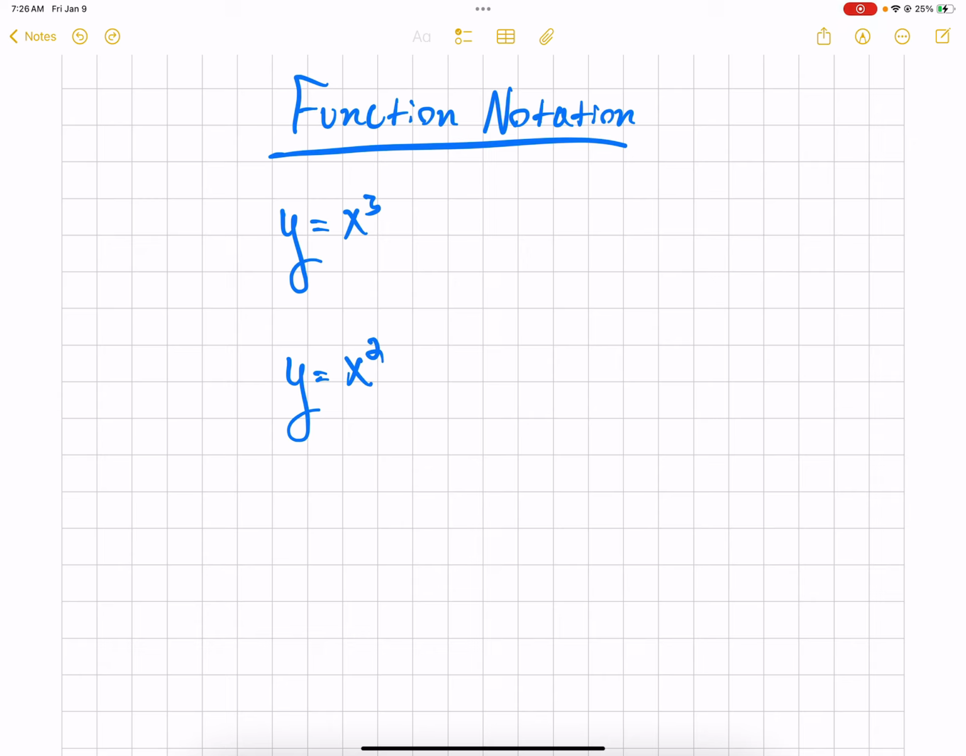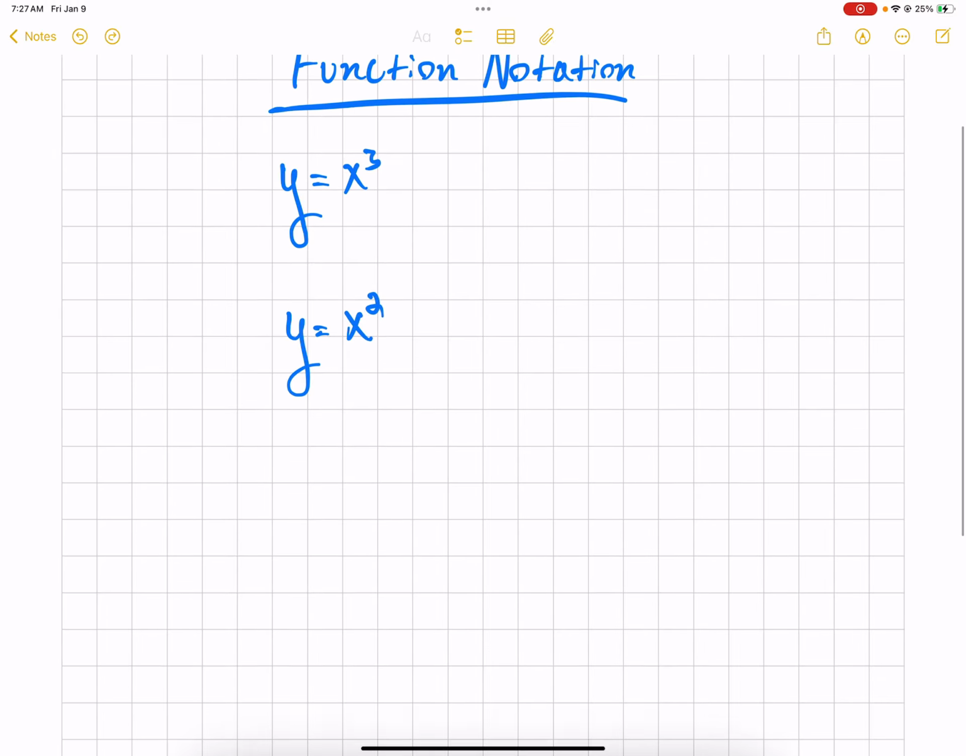So if I'm trying to communicate to somebody that this mathematical relationship is relevant for a particular section of a wider problem that we're working on, I need to be able to call this relationship out by name. That way, the person I'm communicating with knows that I'm talking about the y equals x squared relationship rather than the y equals x to the third relationship. So in order to do that, we use what is known as function notation.